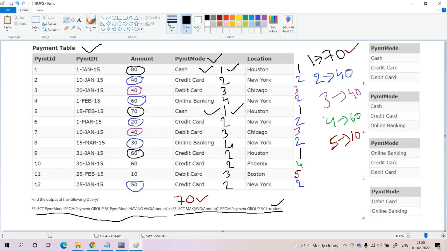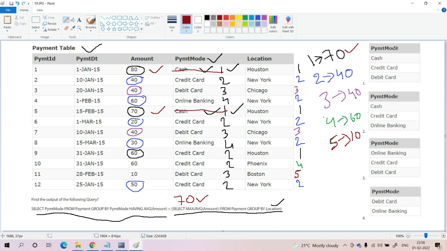As per the cash, let me take this color. The amount is 80, 70. 80 plus 70, you will get 150. 150 by 2, you will get 75. So 75 is the answer that we are getting. 75 is not at all less than 70, so we can eliminate the cash group.